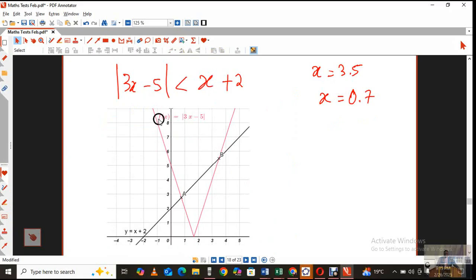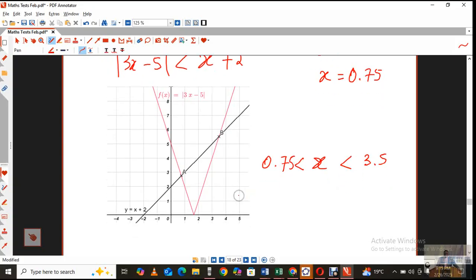What does less than mean? It means where is the absolute value below the straight line? It will be below in this range of values. So you would be saying, wait a minute, the absolute value, this happens for values of x that are between 3.5 and 0.75. That's how you would be solving that. It's an and inequality, so to speak. Okay, the graph helps you a lot.